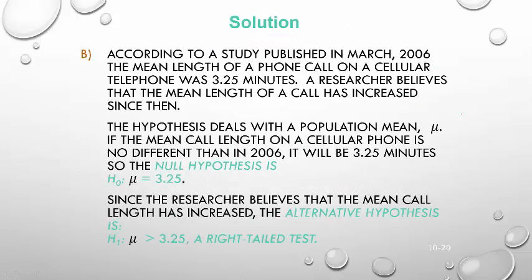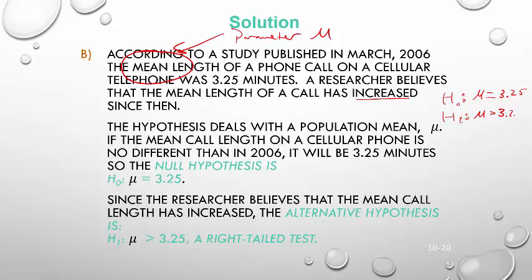Here, according to a study published in March, the mean, so the parameter we're looking at is mu. Remember, the null is always a statement of equality. We said this was because the keyword was increased, so no way the mean has gone up. We start with, hey, there was no change. It's still the same as it was in 2006. And what we're looking to show evidence of is the researchers saying, no way, people spend more time talking on the phone. It's gone up.